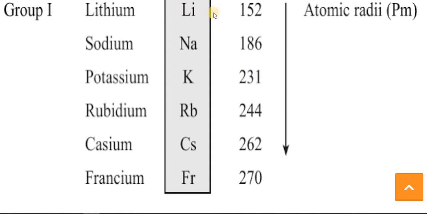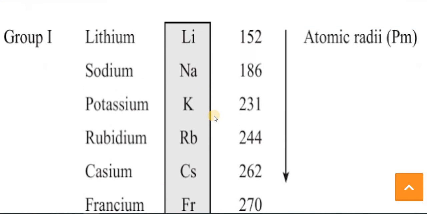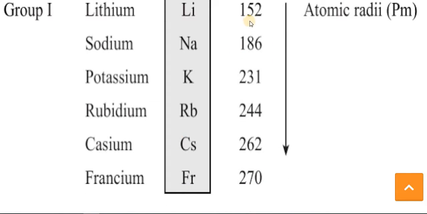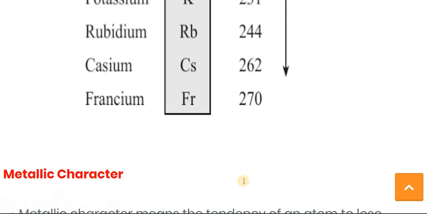Here the group 1 elements are given: lithium, sodium, potassium, rubidium, cesium, francium. If you are moving from up to downward direction, then for each element a shell is added. Due to the adding of the new shell, the distance between the nucleus and the outermost orbit is also increased, and due to that the atomic size is also increased. Here the atomic radius is also given. You can observe that if you are moving from up to downward direction, then the radius is increased, and due to the increment of the radius, the atomic size is also increased.